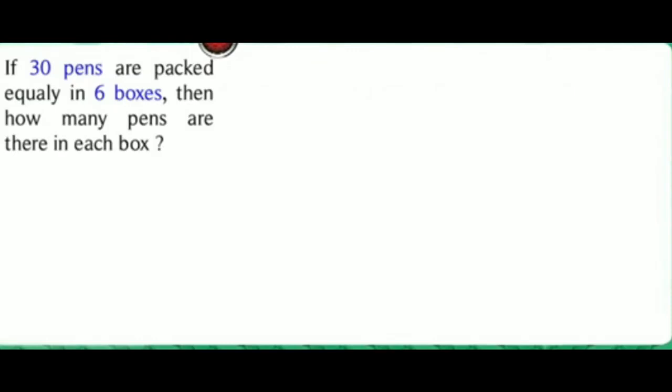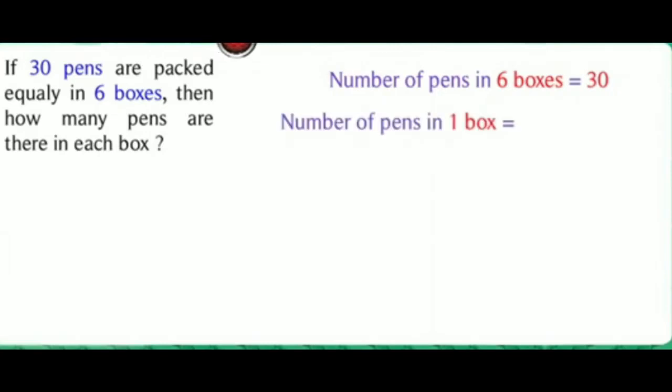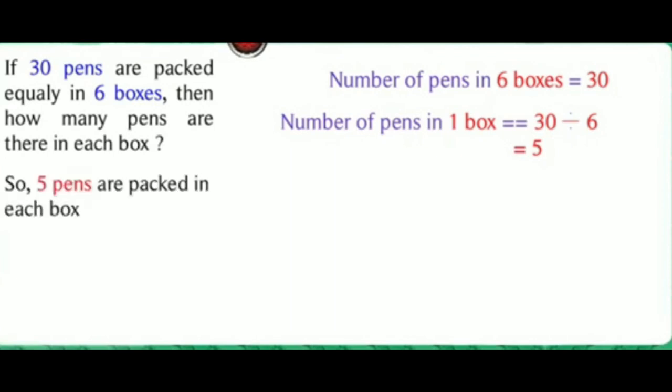If 30 pens are packed equally in 6 boxes, then how many pens are there in each box? First of all, we see that the number of pens in 6 boxes is equal to 30. Therefore, the number of pens in one box is equal to 30 divided by 6, which is equal to 5. Therefore, 5 pens are in each box. Let us do another example.